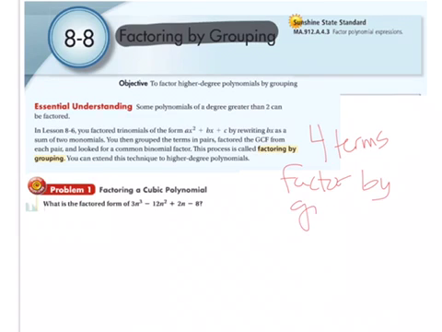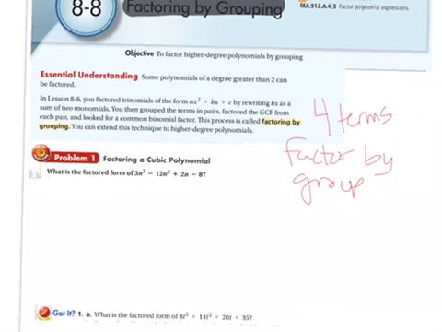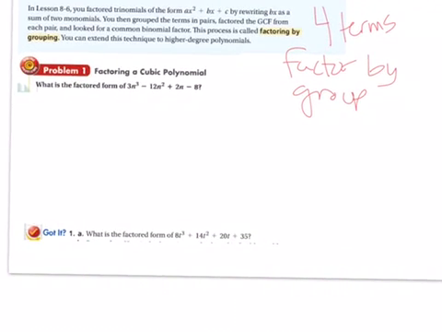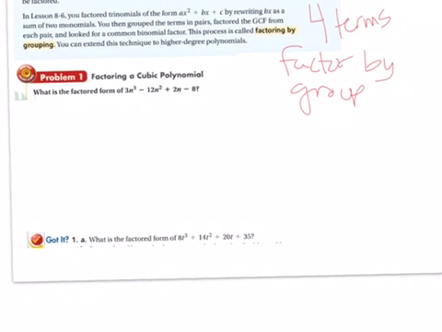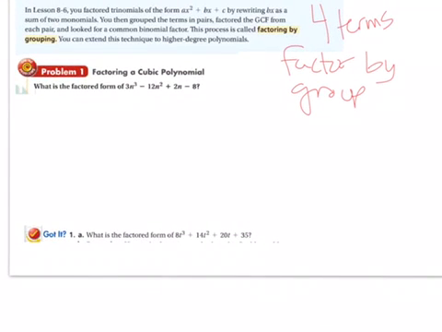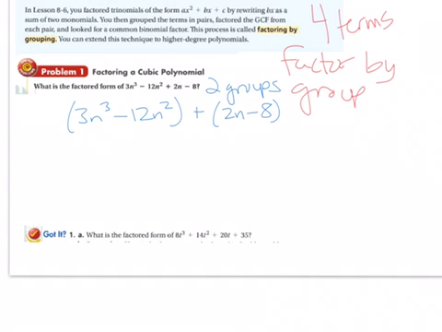So what I do is I look at my polynomial: 3n cubed minus 12n squared plus 2n minus 8. I'm going to create 2 groups. My first group is going to be 3n cubed minus 12n squared. The second group is going to be 2n minus 8.